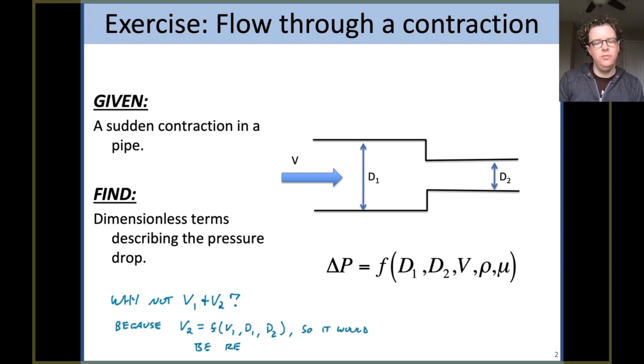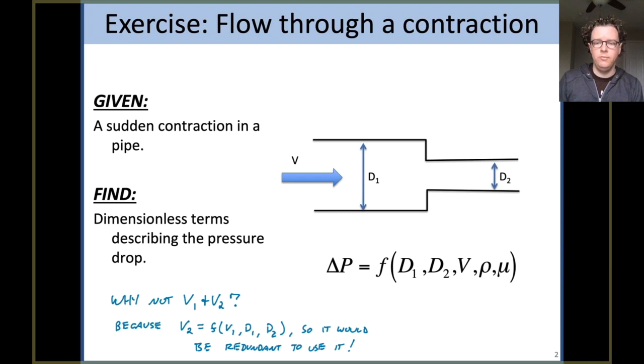So why not use V1 and V2? It would be redundant. So a velocity in the smaller portion of the pipe could be calculated directly from a knowledge of velocity on the left-hand side and the 2 diameters. Right? So bringing velocity 2 to the problem doesn't add new information. It's redundant with the other variables that we've selected, and so we've chosen not to use it.